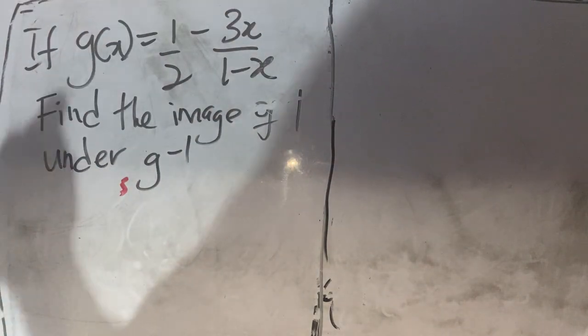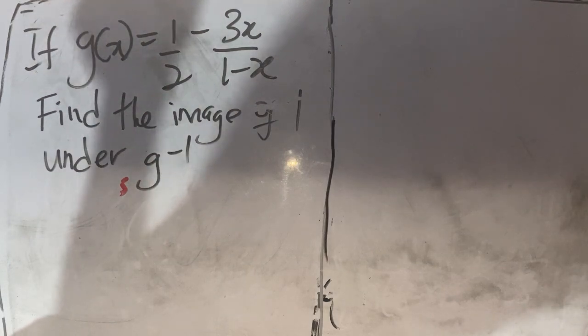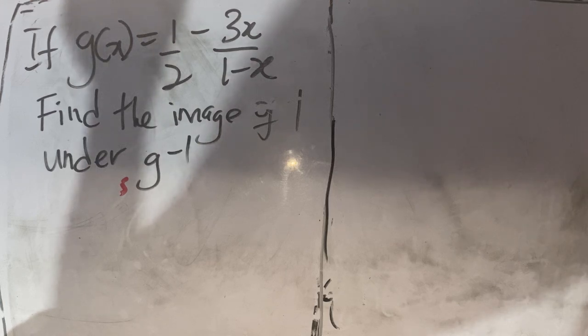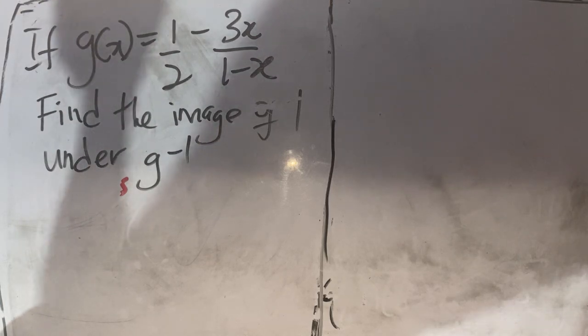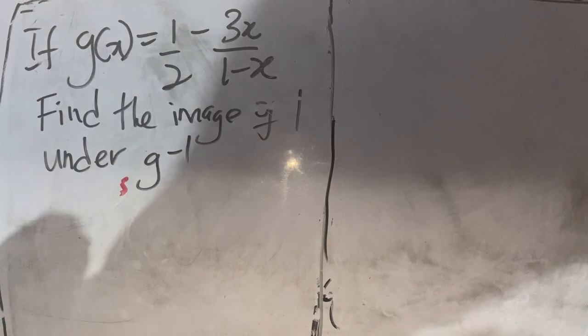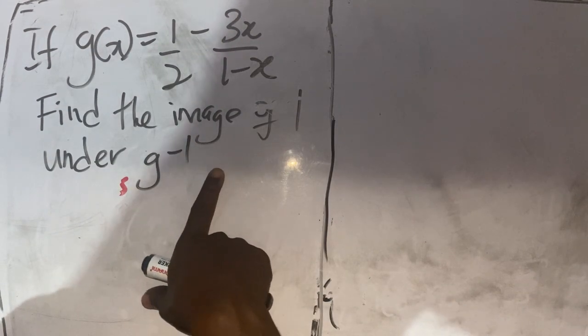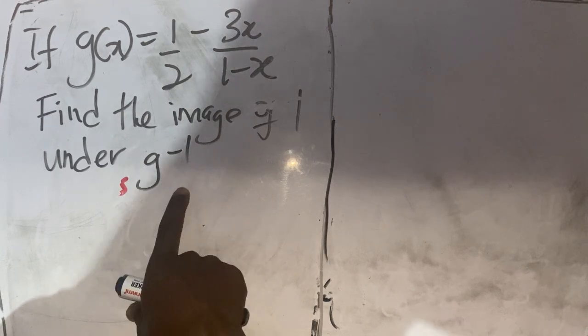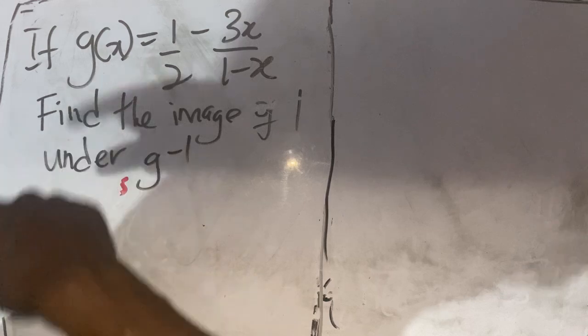Now in this section we have a function which says that g of x equals 1/2 minus 3x divided by 1 minus x, and we have to find the image of 1 under g inverse, so the inverse of a function. That is what we are basically solving here. So we want to find the inverse of this function g of x.